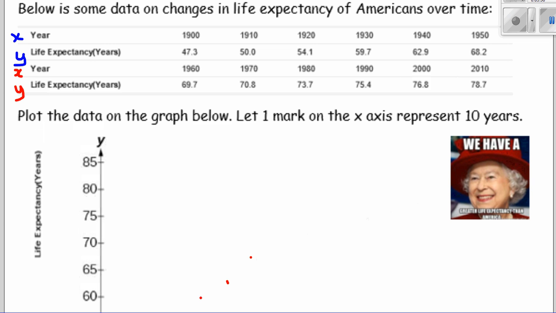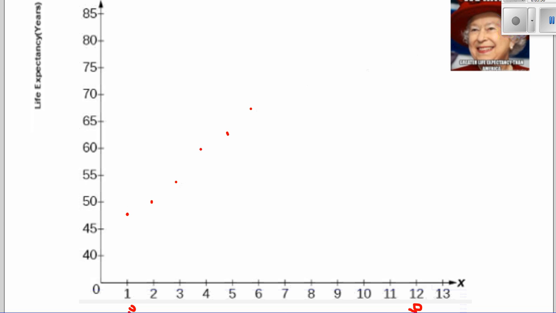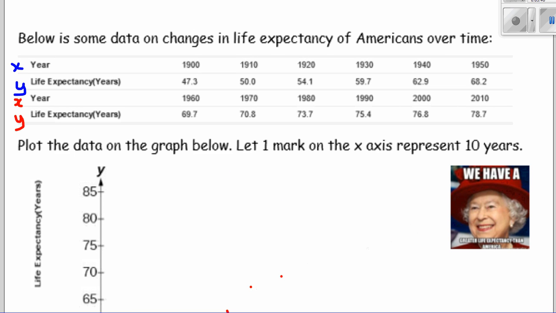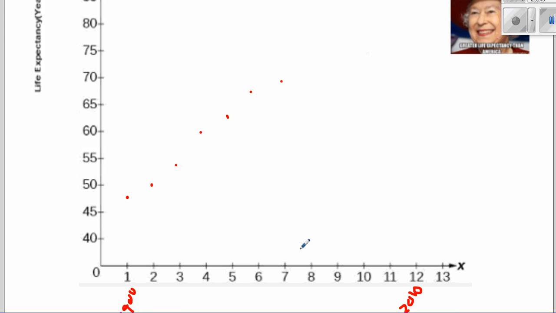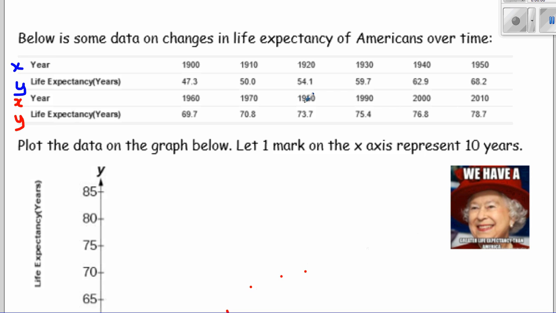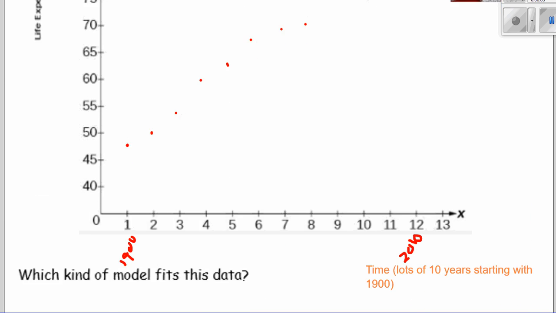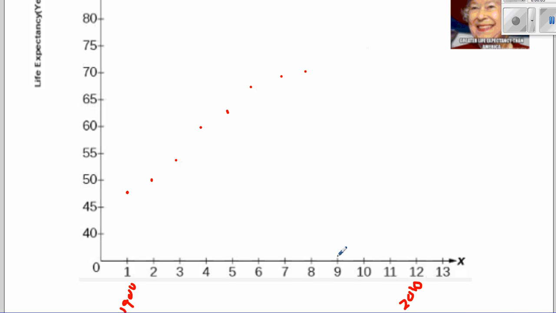68.2, and then 1960, 69.7. That'd be pretty close to 70. 1970, 70.8. Not much higher, just a little bit higher. 1980, 73.7. Maybe up like this.